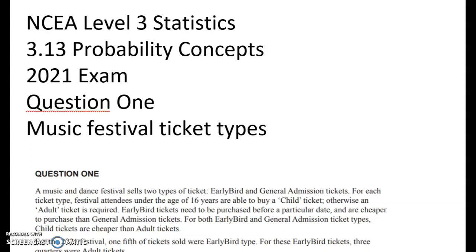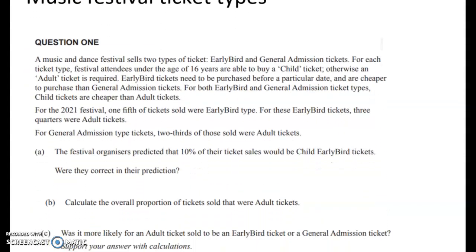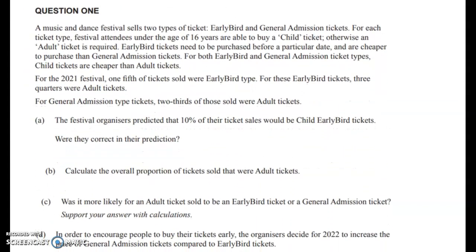So before I start, I'm going to put the question onto the screen and just give you time to read through it really slowly. So pause the video and read through the whole thing, and then think about what method you're going to use to solve all of these problems. Is it going to be a Venn diagram? Is it going to be a table? Or is it going to be a tree? Okay, so here's the question, and it's about a music and dance festival and different types of ticket.